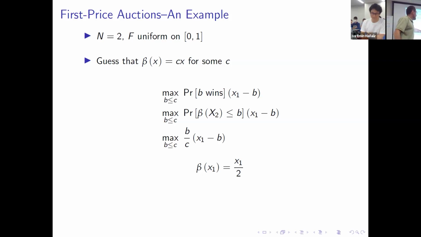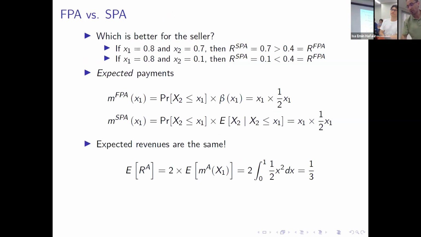When I maximize this, the c is constant, so it doesn't matter. As you know, the maximizer for b times x minus b is obviously x over 2. So the maximizer has to be b equal to x over 2, and therefore c has to be 1 over 2. So with two bidders and uniform distributions, each bidder bidding half of their value is the only equilibrium in this case. Now let's generalize this.